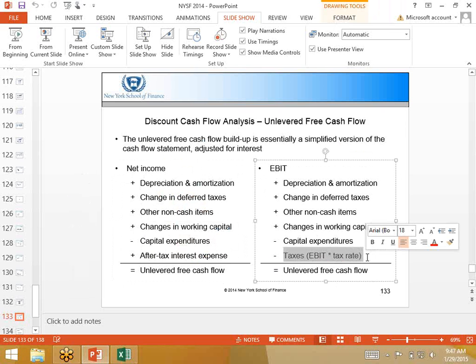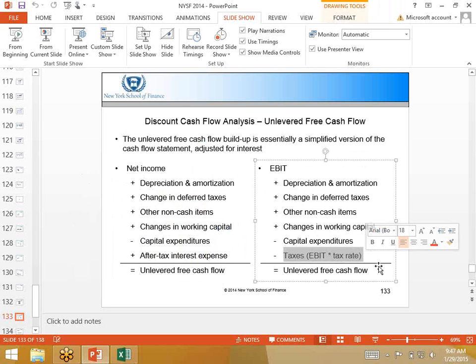And it's important to note the taxes that you calculate in the unlevered free cash flow is not the tax number from the income statement. A lot of people make that mistake because the tax number on the income statement has interest expense buried in there. We want taxes as if interest expense was never in that metric at all. So we'll take EBIT, which is before interest, times the tax rate.